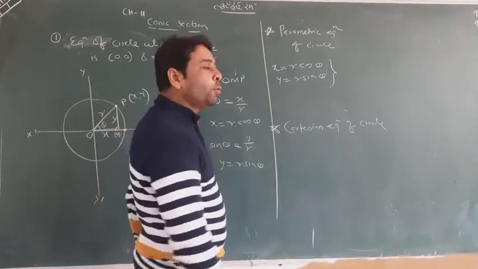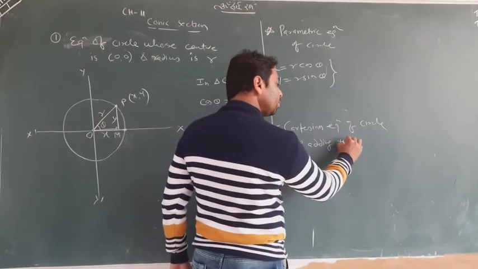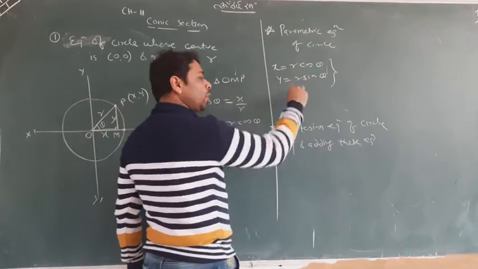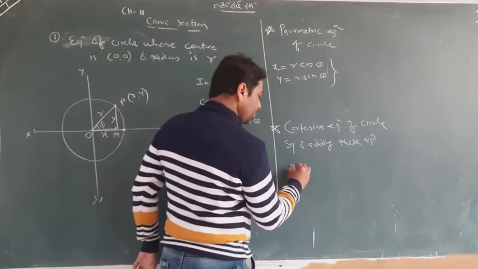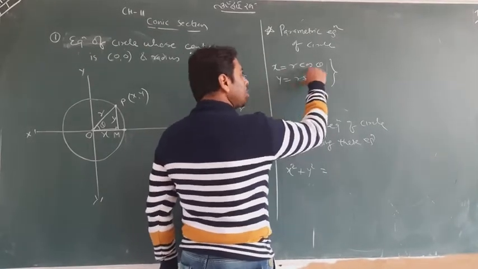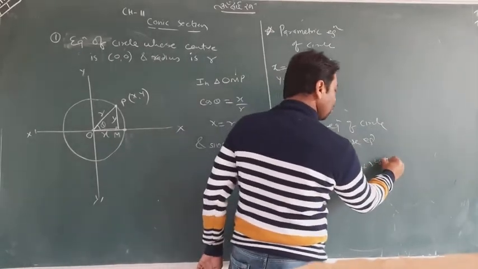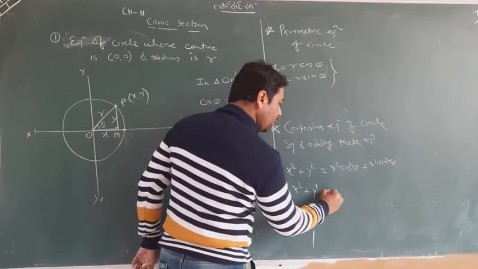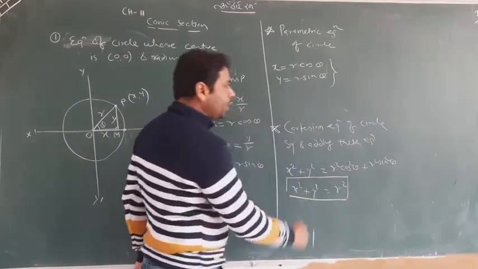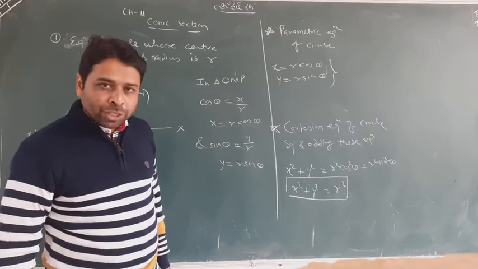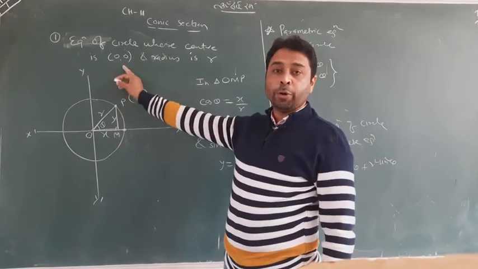But in this particular case, what I am going to do is square and add these equations. Very interesting. So you just square and add: x square is r square cos square theta, and y square is r square sin square theta. What you will have is x square plus y square equals r square times cos square theta plus sin square theta, which is 1. So what you have got is the Cartesian equation of a circle when its center is the origin and radius is r.